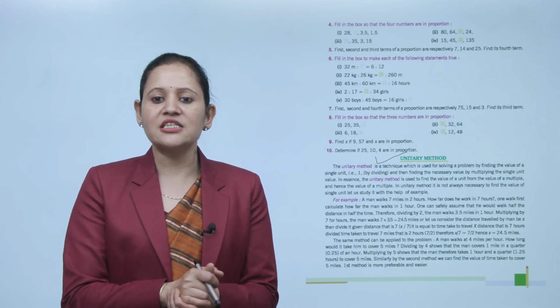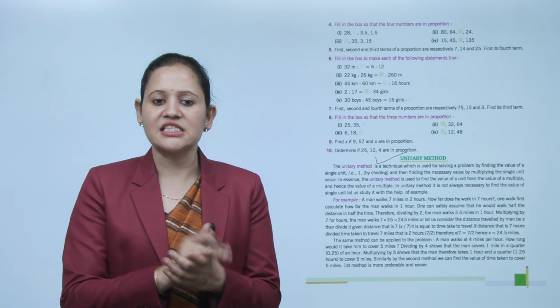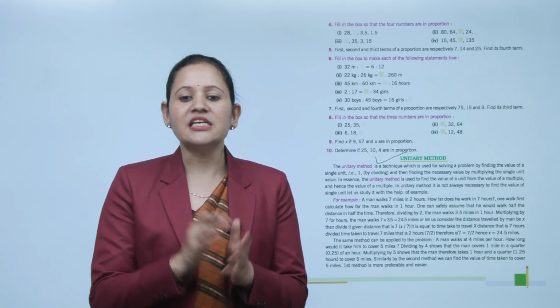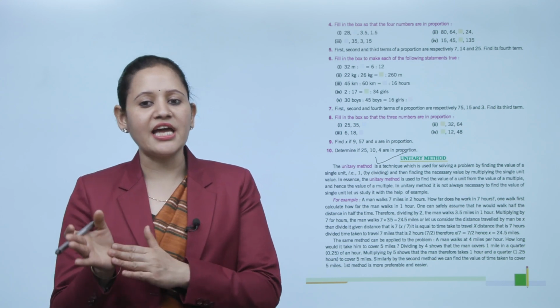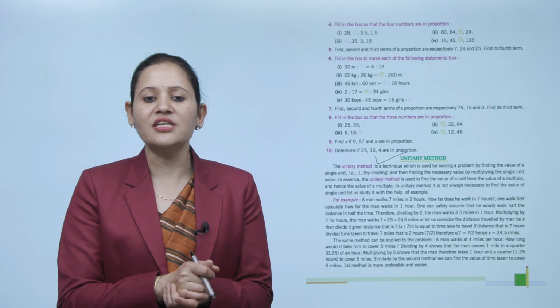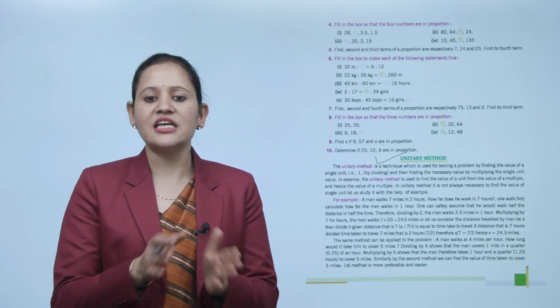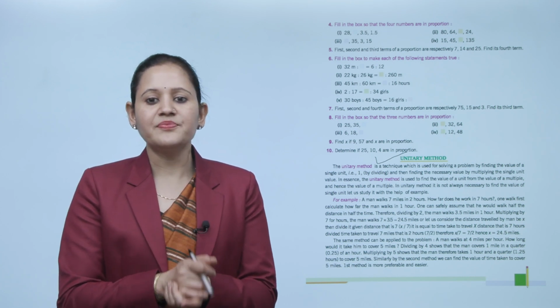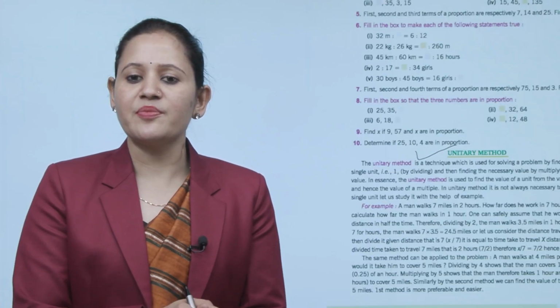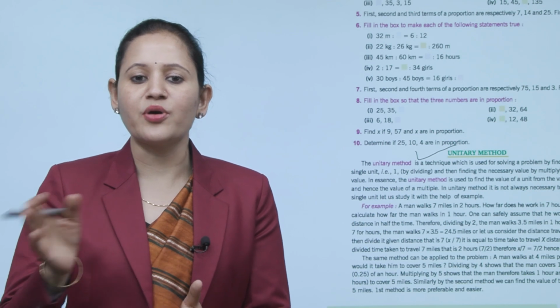Let us consider the distance travelled by the man is x. Then the given distance 7 divided by x is equal to the time taken to travel 7 miles, that is 2 hours, divided by the time taken to travel x distance, that is 7 hours. Clear? Therefore, x upon 7 equals 7 upon 2, hence x equals 24.5 miles.